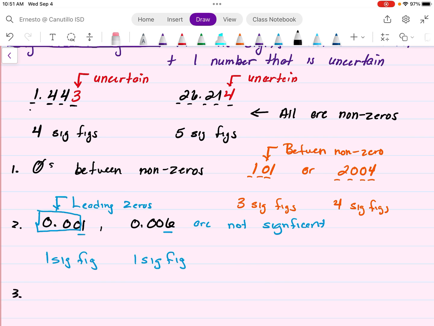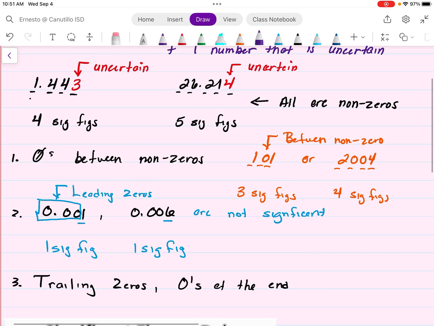Number 3, trailing zeros. These are the ones that are a little bit tricky because it all depends. Trailing zeros are zeros at the end. So let's take a look at a number like 1,000, or let's do 4,000.